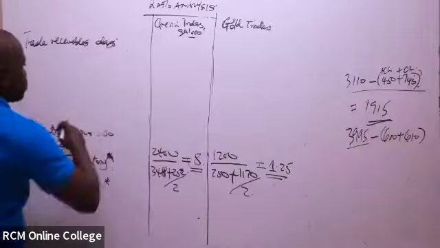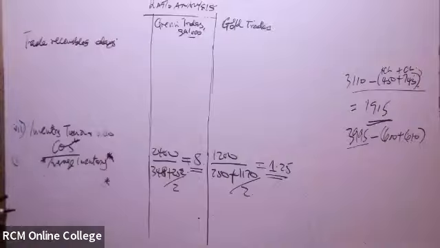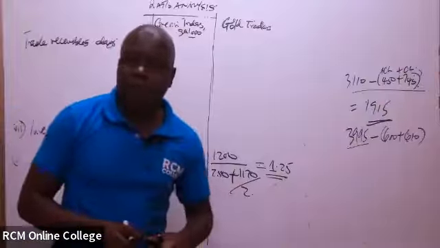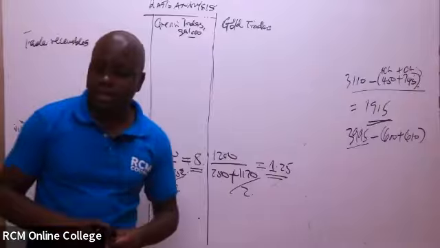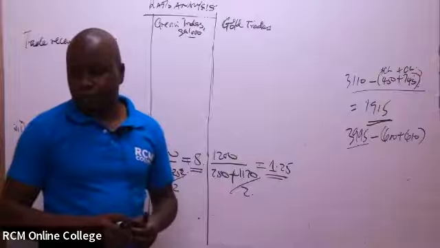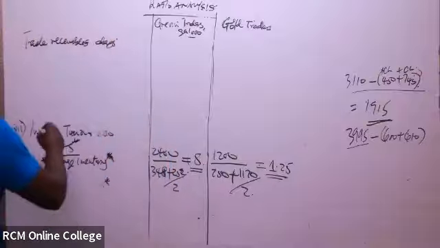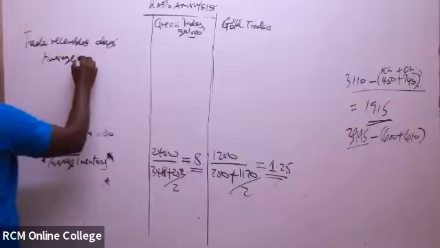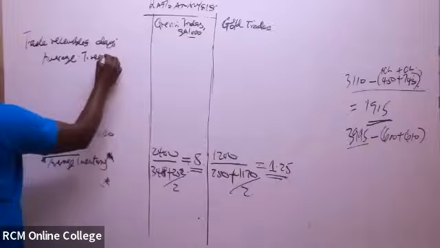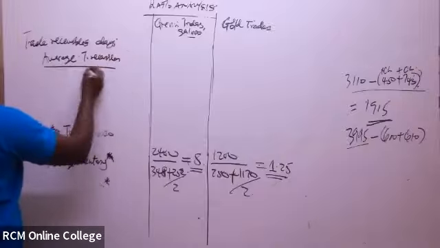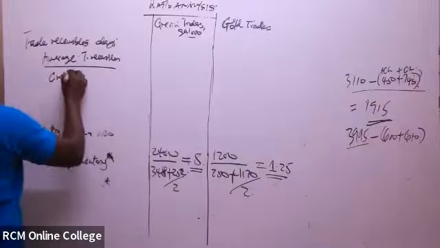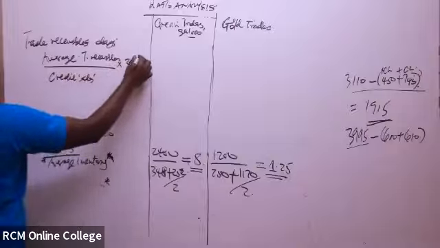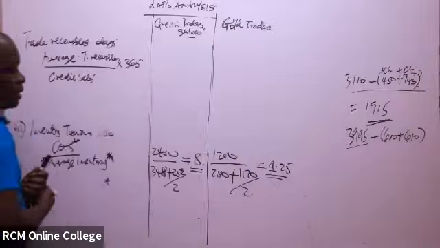Trade receivable days are just the same as trade receivables collection days. So in this case, what do you take? The average trade receivables over credit sales, multiplied by 365. Is that the correct formula? You need to confirm: the average trade receivables over the credit sales, multiplied by 365.